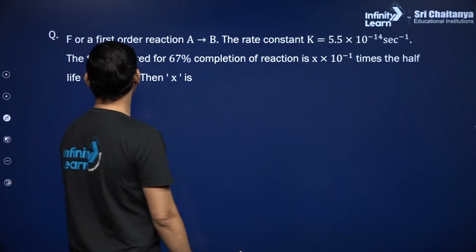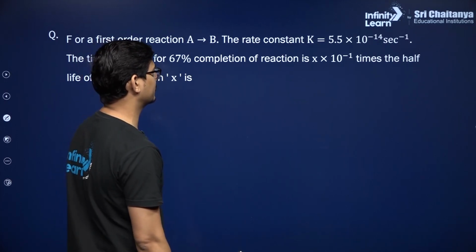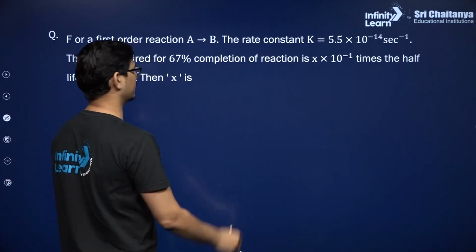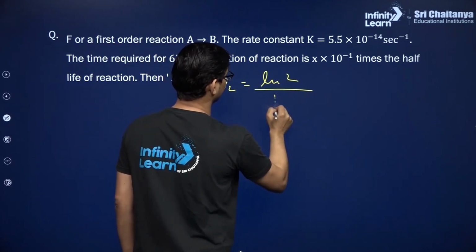In this first order reaction, the time required for 67% completion is x into 10⁻¹ times the half-life of the reaction, right. So half-life, as we know, is ln2 divided by rate constant.